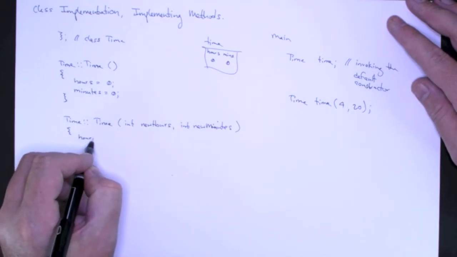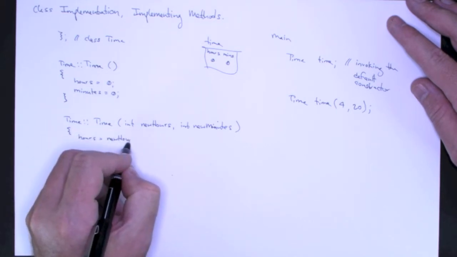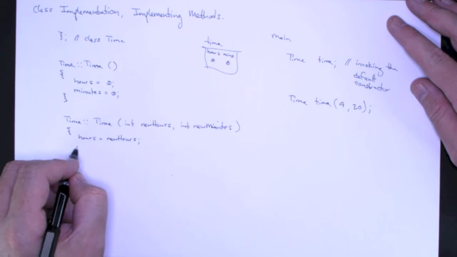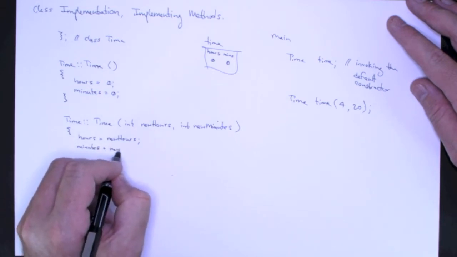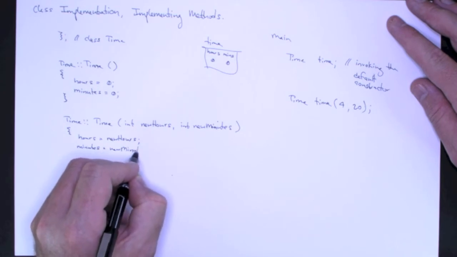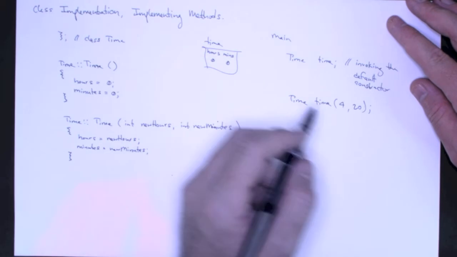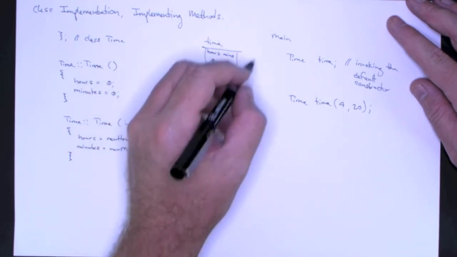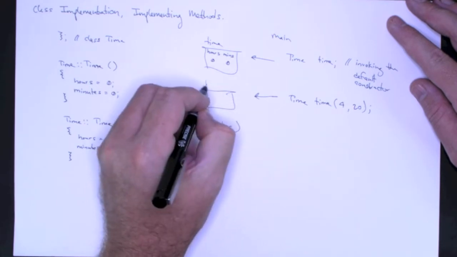So we can do that using the assignment hours is equal to new hours and minutes is equal to new minutes. So now in this case, we have the time object.